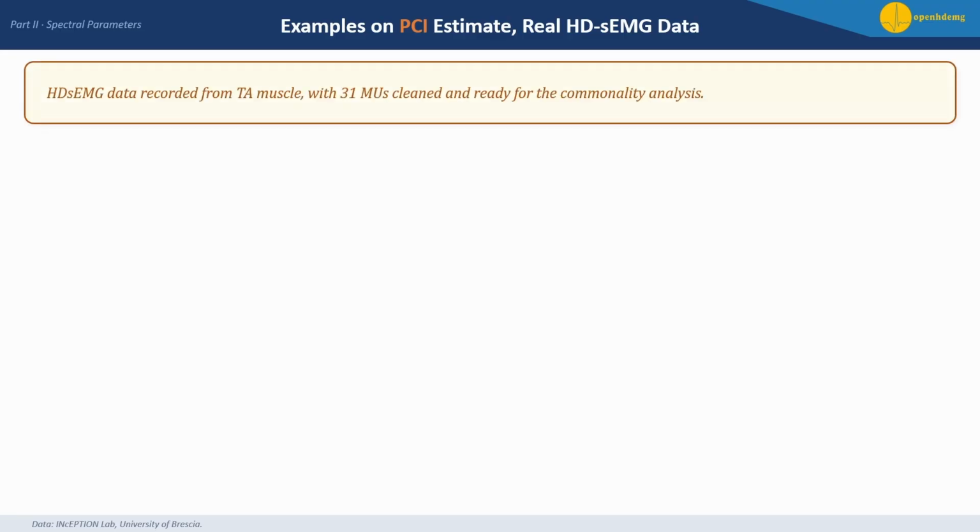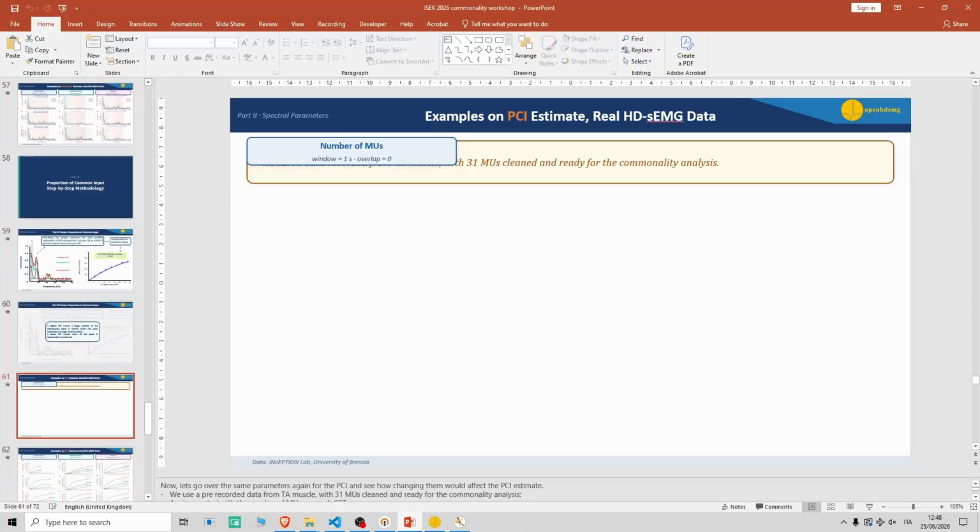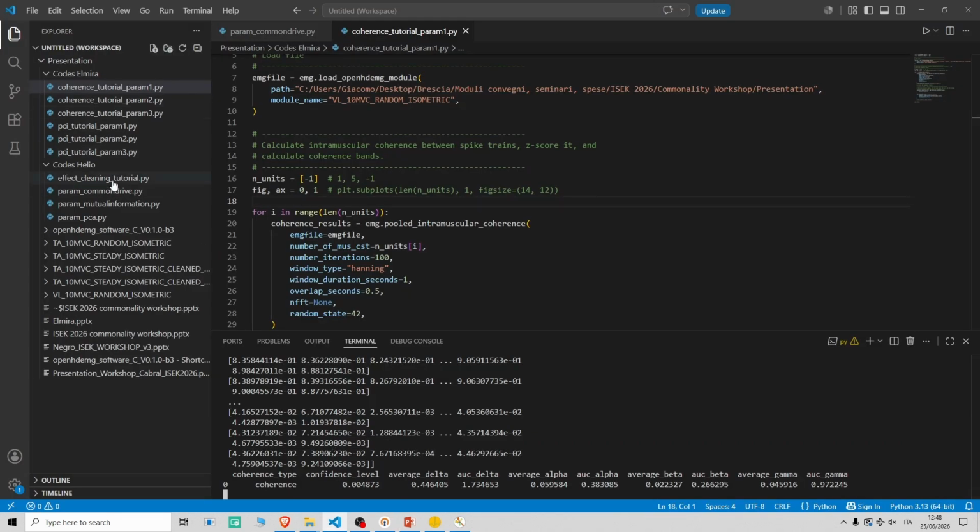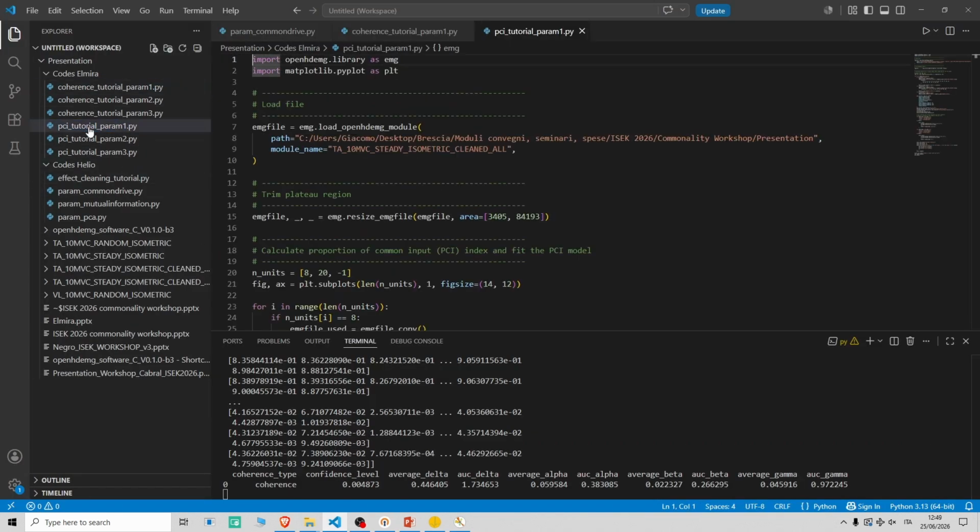Let's go over another example of pre-recorded HDsEMG data. This time we have recorded from the TA muscle and we got 31 motor units cleaned and ready for our PCI estimates. I will shortly show just the first part of the code, the function that we are using for this. The PCI takes almost a couple of minutes to run, so I'm not going to run this, just show you the values.